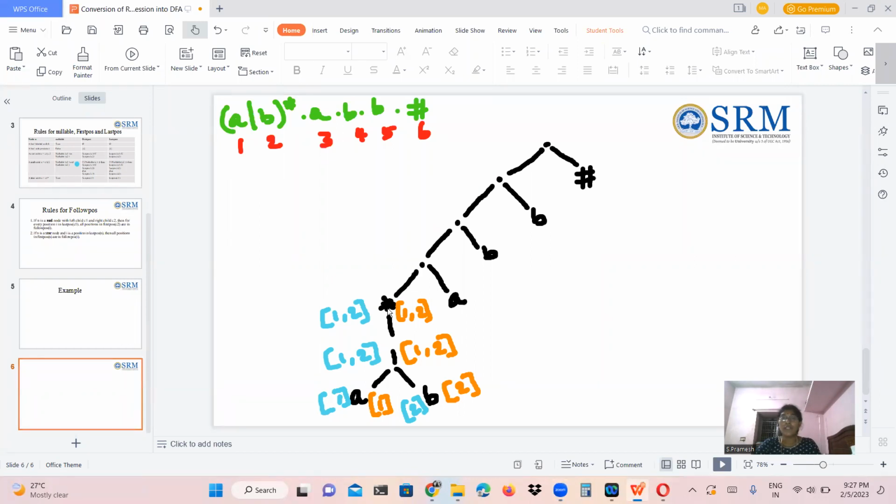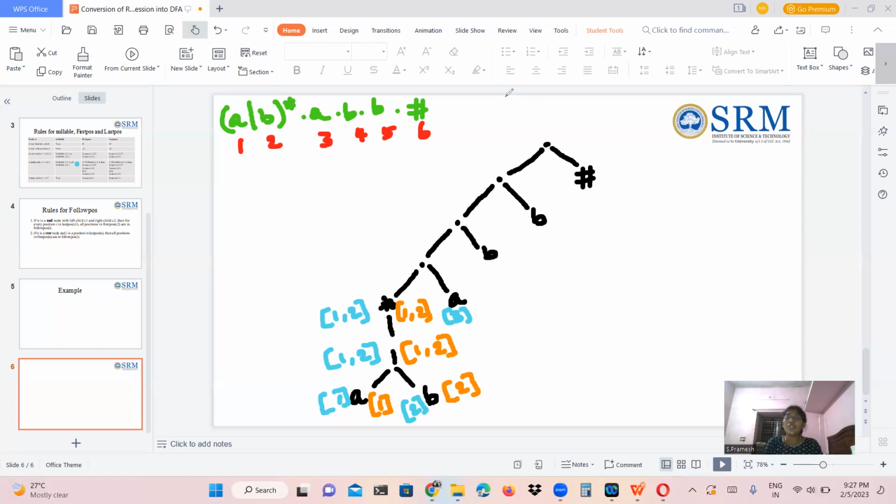Now the left child is nullable, right? Star symbol is there. Star symbol means we know that it will produce an empty string. So my nullable value is true here. So this is nullable. Then the first position of this node is taken as first position of C1 followed by first position of C2. First we'll write the first position of this node. So this position is where it is there, this value, right? Third position. So the first position of this A is 3.